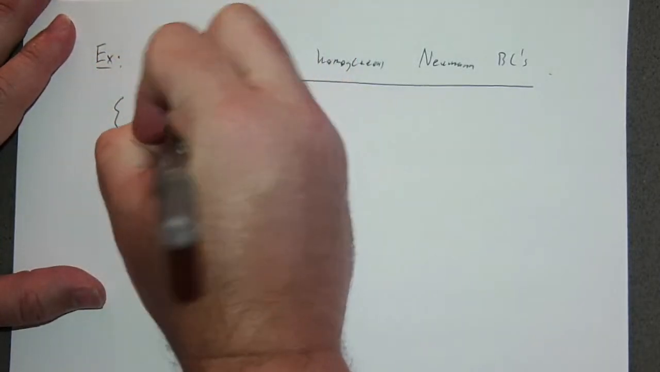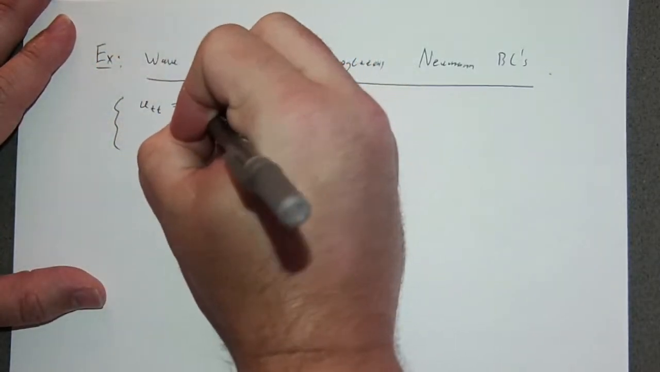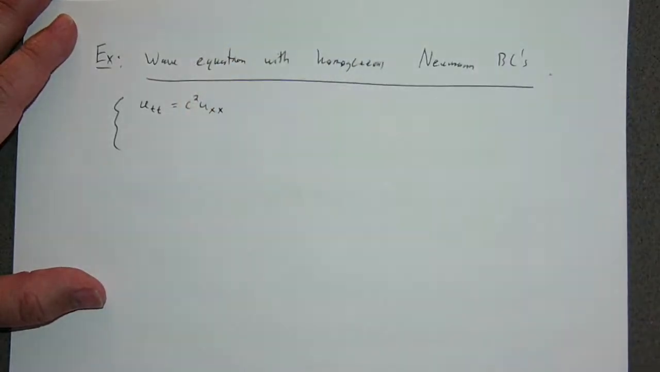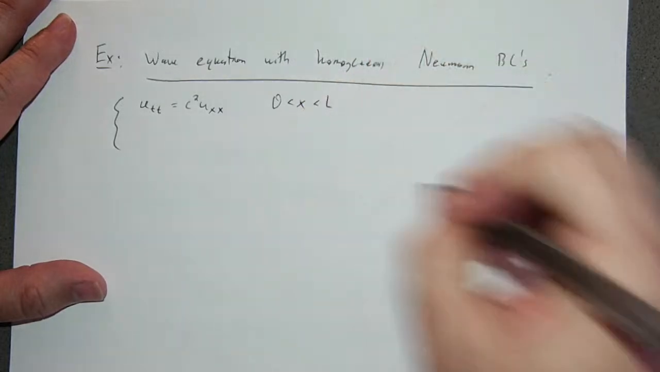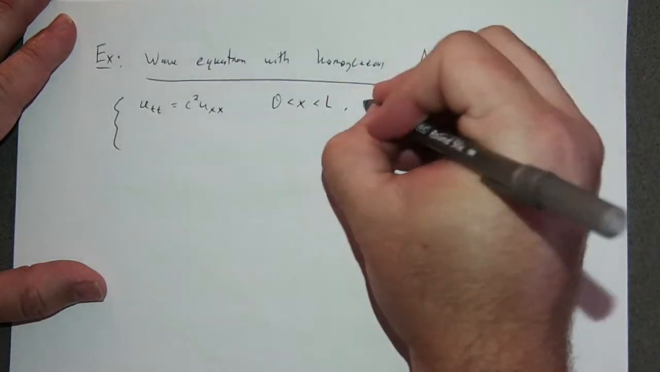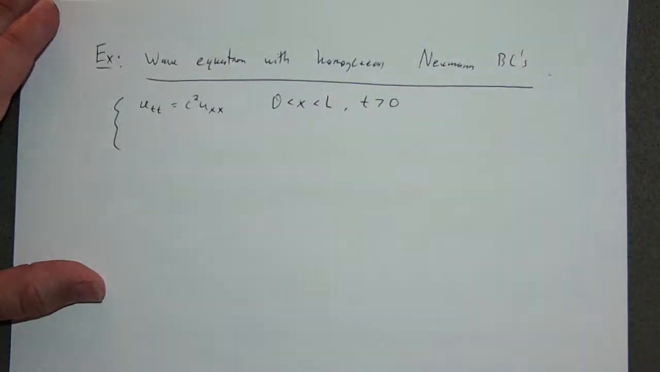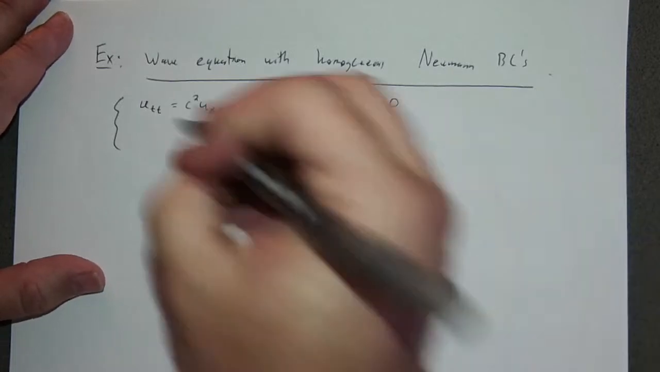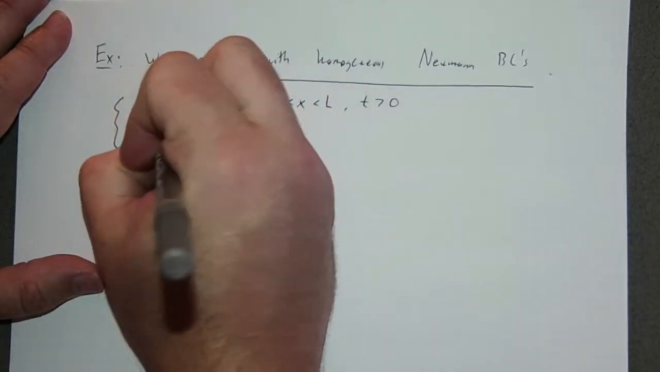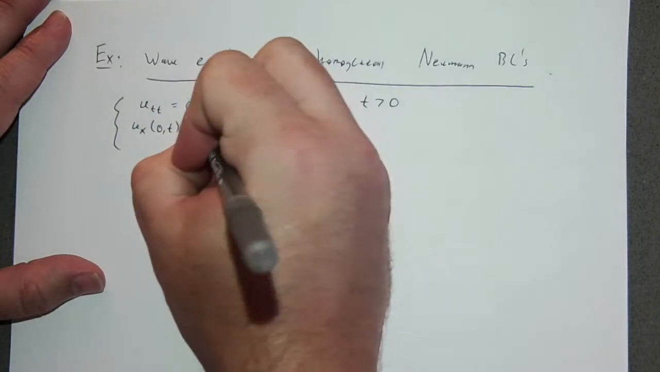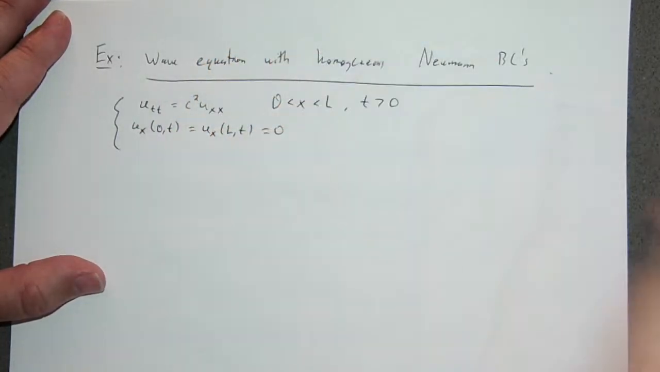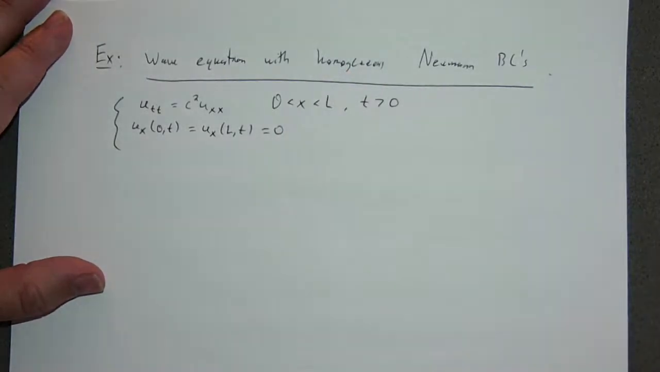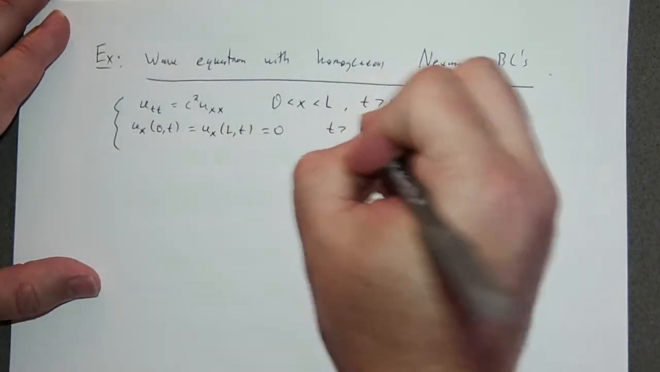So I have the wave equation, u sub tt is equal to c squared u sub xx, and x is between 0 and L. All right, I have my finite string, and t is greater than 0. I have Neumann conditions now at the boundary, so u sub x of (0,t) is the same as u sub x of (L,t), which is 0. That's what the homogeneous means. Right, so t is greater than 0.